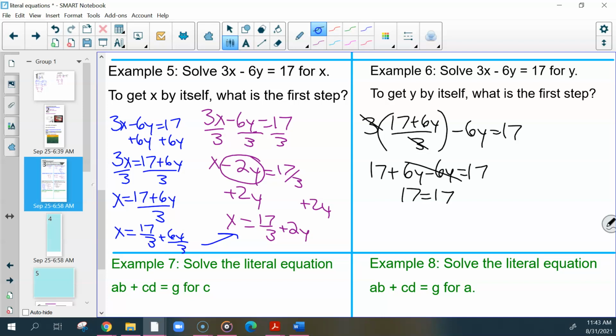Do we have any questions on that one? Sometimes you may be wanting to get every variable without coefficients, but you don't need to unless you're solving for that specific variable. I think that's what you were thinking when you divided everything by 3. You're trying to get that number away from it.